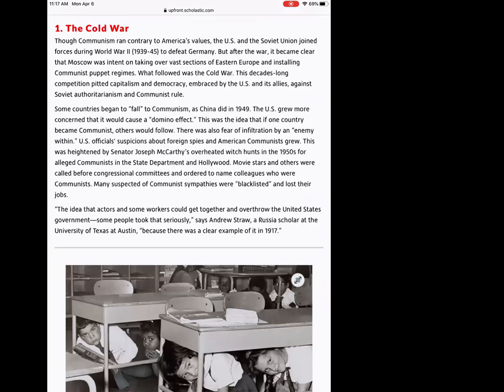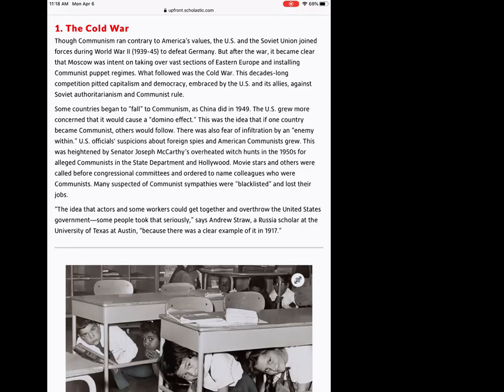But after the war, it became clear that Moscow, or Russia, was intent on taking over vast sections of Eastern Europe and installing communist puppet regimes. What followed was the Cold War. This decades-long competition pitted capitalism and democracy, embraced by the US and its allies, against Soviet authoritarianism and communist rule. Some countries began to fall to communism, as China did in 1949. The US grew more concerned that it would cause a domino effect. This was the idea that if one country became communist, others would follow.